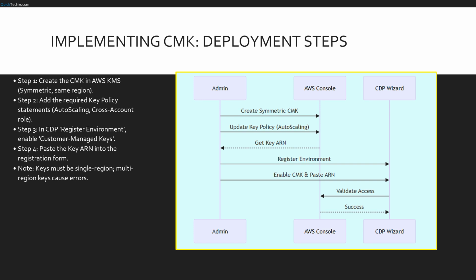Follow the sequence. The admin starts in the AWS console, creating the CMK and updating the key policy. The console returns the key ARN. The admin then moves to the CDP wizard, registers the environment, enables CMK, and pastes that ARN. CDP then calls back to AWS to validate access before confirming success.